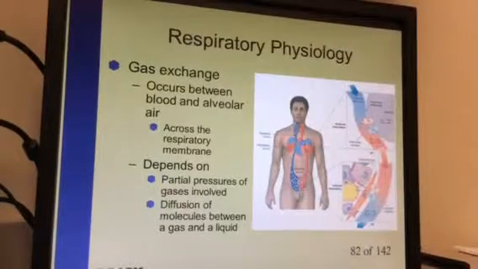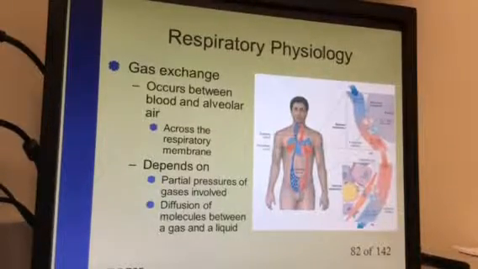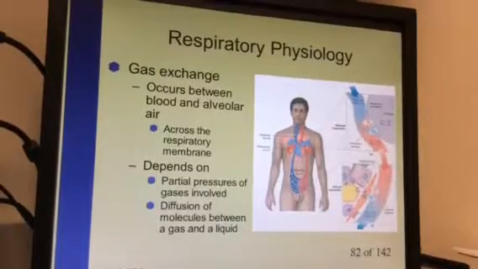Then that flows through the pulmonary vein, and that will come back down to the heart, and that's our process.